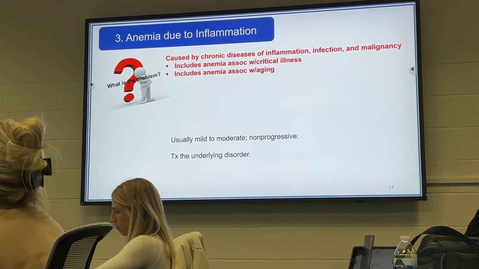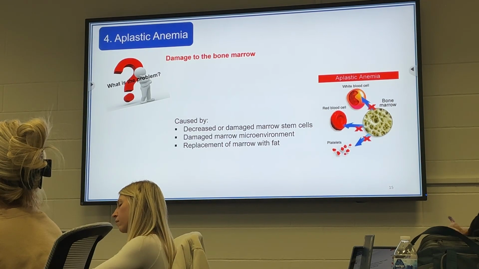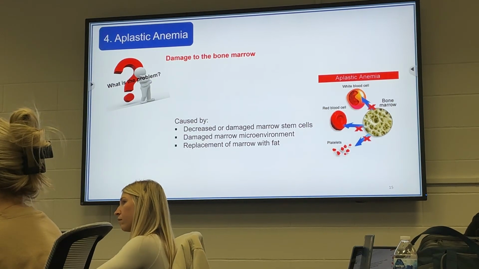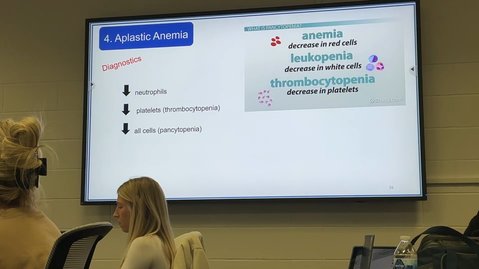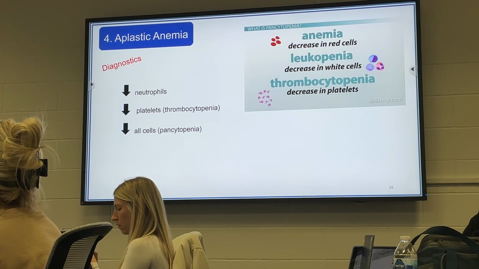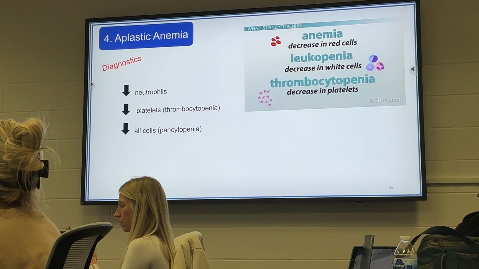You could be anemic because you have an inflammation. You could be anemic because you have damage to the bone marrow itself, which is responsible for producing all those red blood cells. So therefore, all the cells that your bone marrow produces are going to be depleted. That just makes sense. You just told me they have anemia because their bone marrow isn't working right. All the cells the bone marrow is responsible for are going to be depleted.